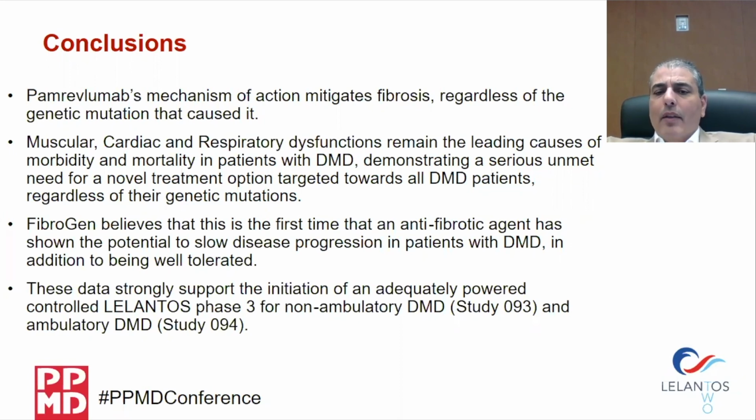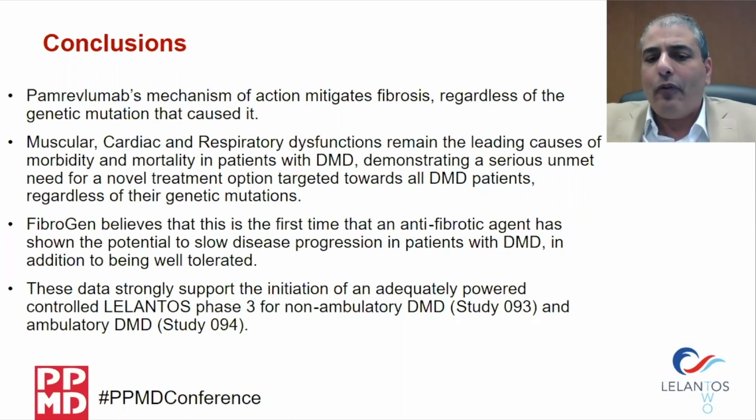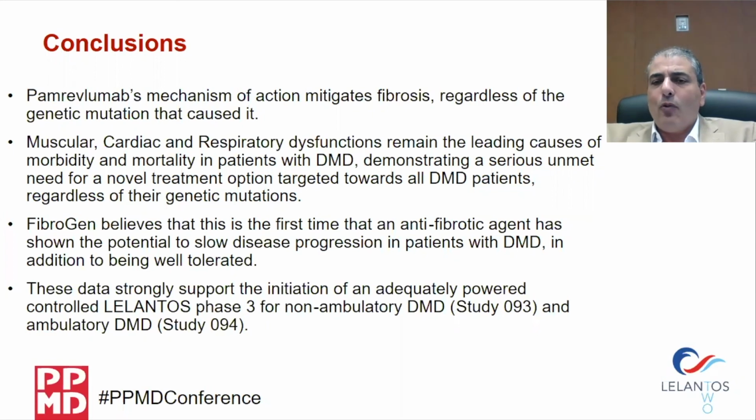FibroGen believes this is the first antifibrotic agent that has shown potential to slow down the disease progression in DMD. That's why we decided to start our phase 3, and we had a successful meeting with the health authorities to start the 2 studies for the DMD program immediately. Study LELANTOS-1, which is study 093, for non-ambulatory patients, and study 094 for ambulatory patients.